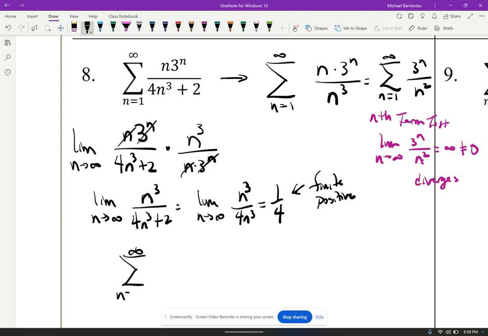So I can say that the original series that looks like this diverges by the limit comparison test.